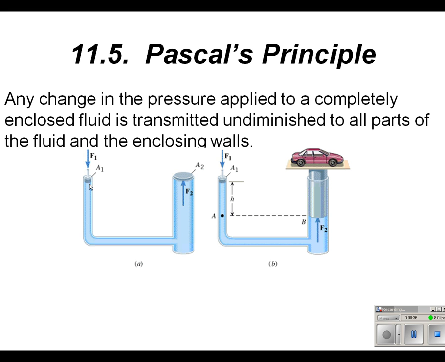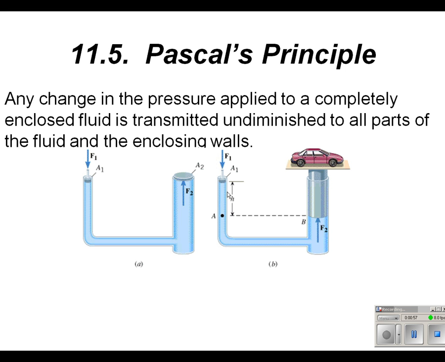Now the distance that you have to push this plunger can be very large compared to the distance that this plunger on the right hand side will move up. But in Pascal's principle, what we basically are saying is that the pressure over here on the left side has to end up equaling the pressure on the right side. It's a conservation of pressure.